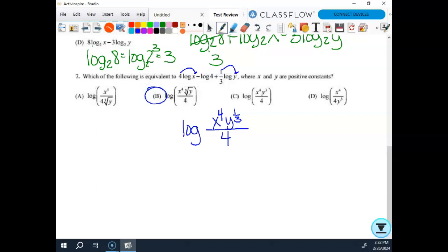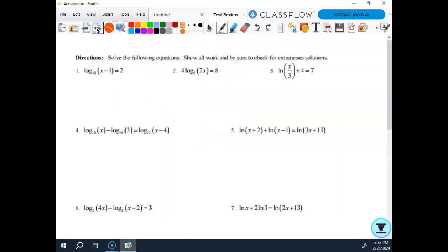All right. Next page. So this time we are solving. We've got to show all of our work and be sure to check for extraneous solutions. So remember, we can have extraneous solutions with logs. So I got to find my domain here. X minus 1 has to be greater than 0, which means x has to be greater than 1. That's my domain. Okay. Then I can solve this.